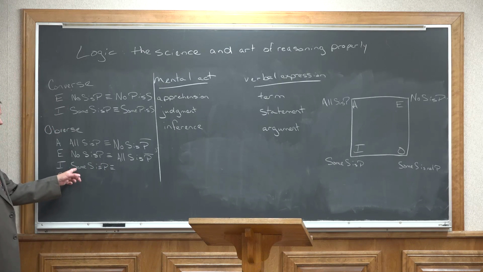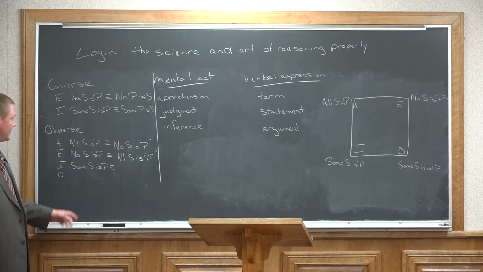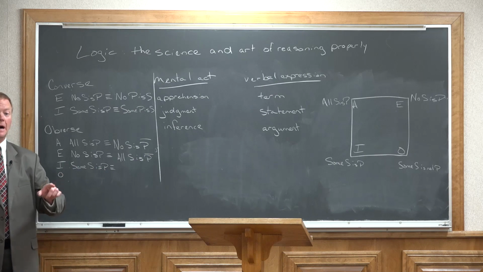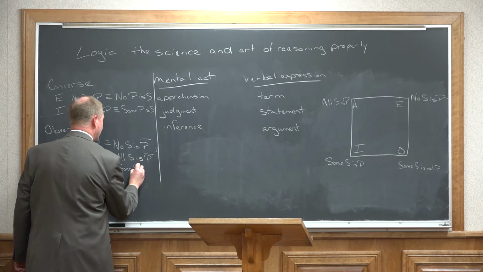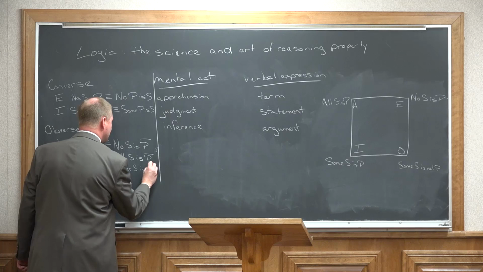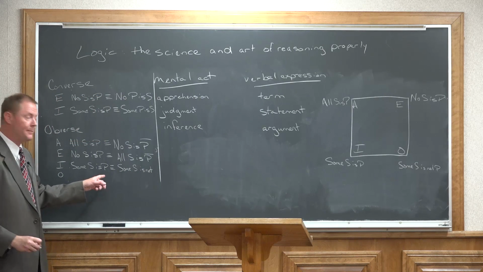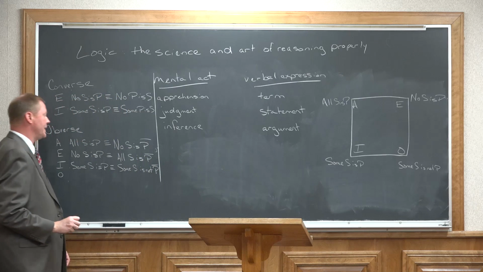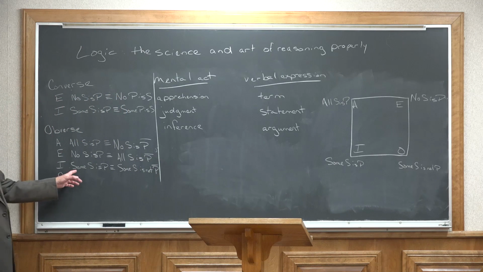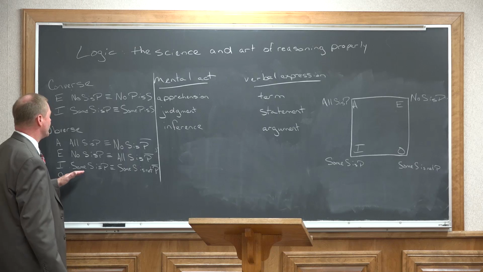The I statement, some S is P. On this one, the some doesn't change. The quality of the statement is what changes. So some becomes some not. Some S is not. And then again, we change the predicate to its complement. Some S is not non-P. So, you'll hear it on this one. It's actually, just listen to it.